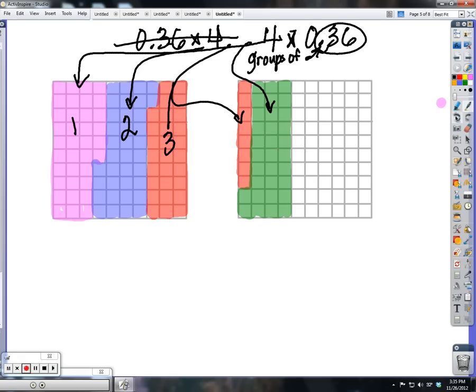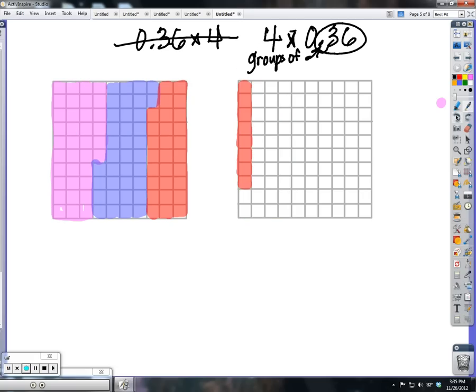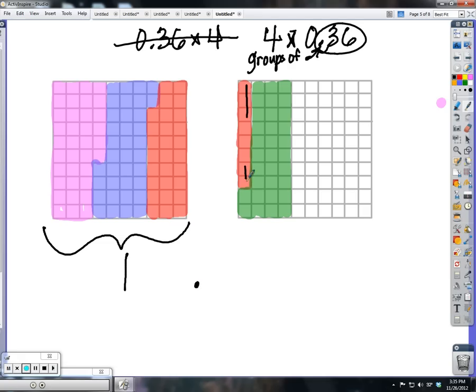So I'm going to clean this up just a little bit. Okay, now I can just see the blocks. There we go, all by themselves. So this entire grid is shaded in. That's one whole grid, and on the second grid, I have 10, 20, 30, 40 hundredths shaded in. So that means that 4 times 36 hundredths would equal 1 and 40 hundredths.